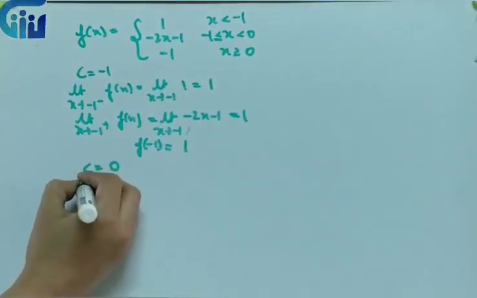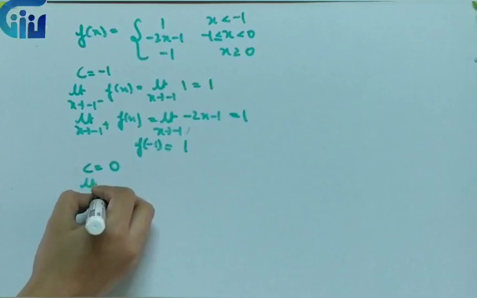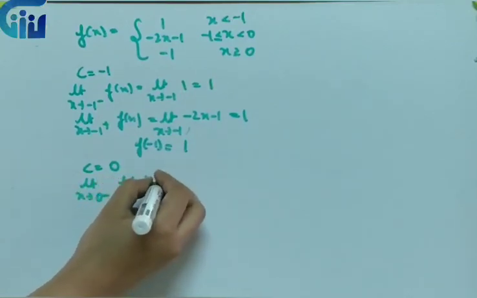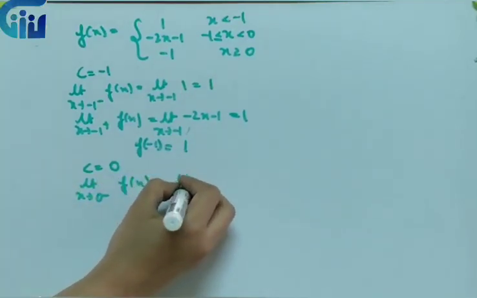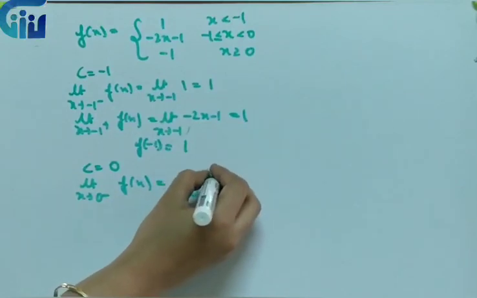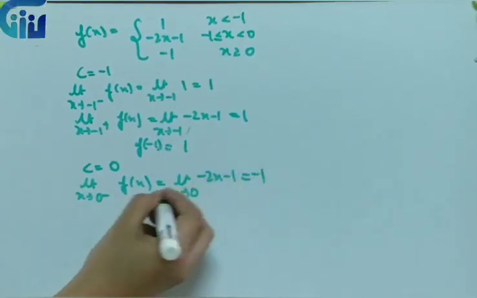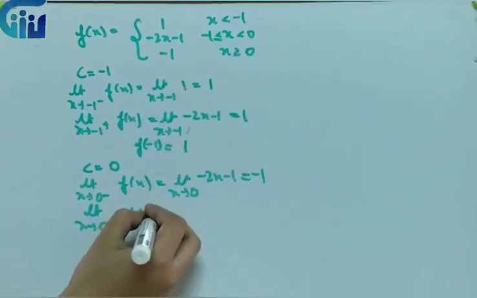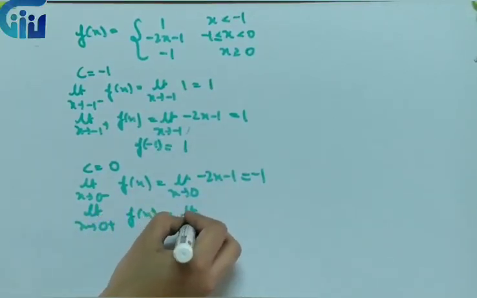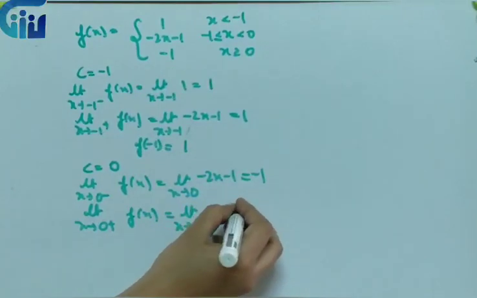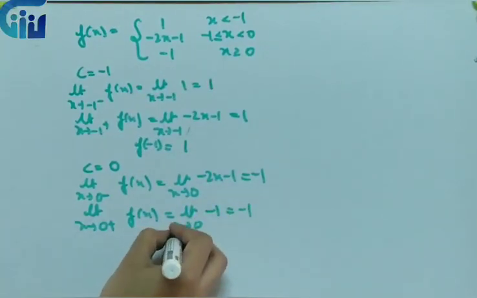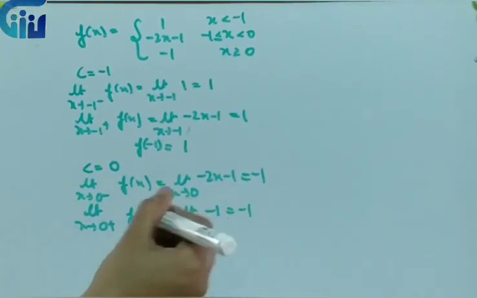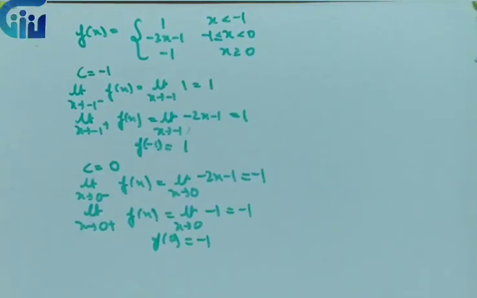And for 0, limit x tending to 0 minus, again it will be limit x tending to 0 of minus 2x minus 1, so minus 1. And limit x tending to 0 plus will be limit x tending to 0, this is minus 1, so minus 1. f of 0 will also be minus 1. All the 3 are equal, so again it is continuous.